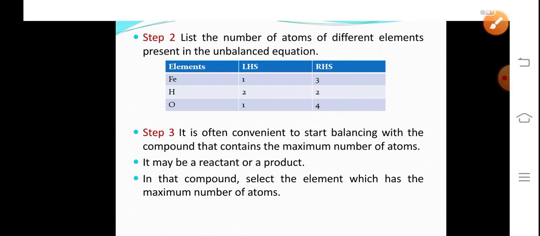So what is step 3? It is often convenient to start balancing with the compound that contains the maximum number of atoms. It may be a reactant or a product. So what we have to do? We have to pick a compound which contains the maximum number of atoms. In that compound, we have to select the element which has the maximum number of atoms.